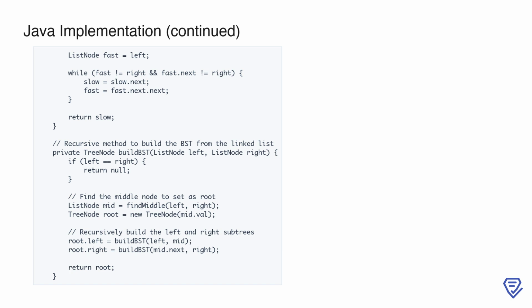Moving on, we define the buildBST method, which is a recursive function that constructs the tree. The base case here is straightforward. If the left pointer equals the right pointer, we return null, signifying that there are no nodes to process in this segment of the list. Otherwise, we use the findMiddle method to identify the middle node, which becomes the root of the current subtree. We then recursively build the left subtree using the portion of the list before the middle node and the right subtree using the portion after it.